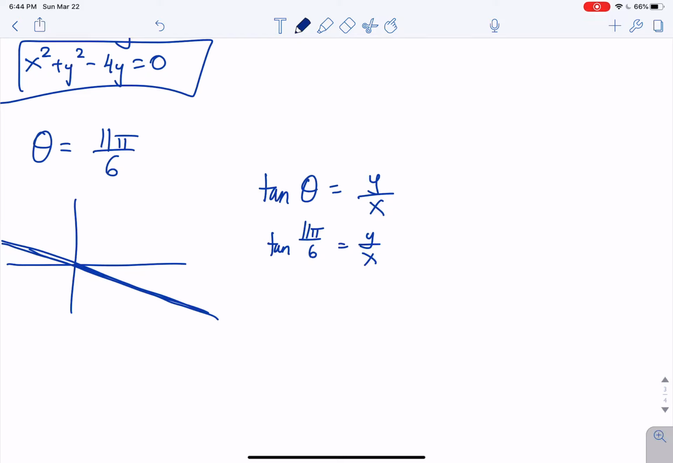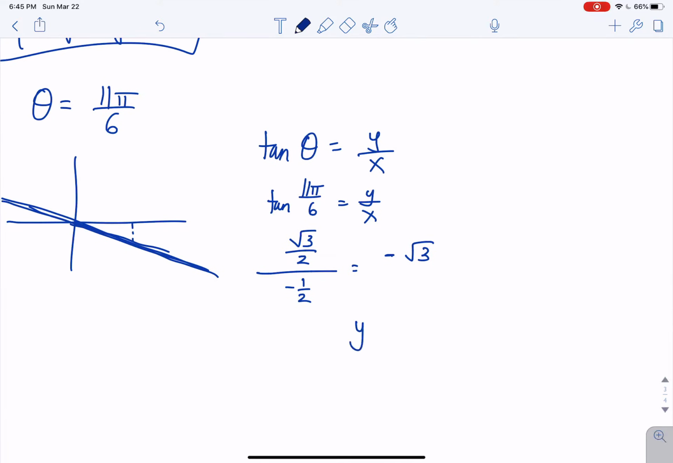So tangent of 11 pi over 6, if I think about 11 pi over 6, it's root 3 over 2 for the cosine of it, and negative 1/2 for the sine of it. And so we get negative root 3. So I know that's my slope of this line. And it's going through the origin, so I get y equals minus root 3x as the equation for this line.